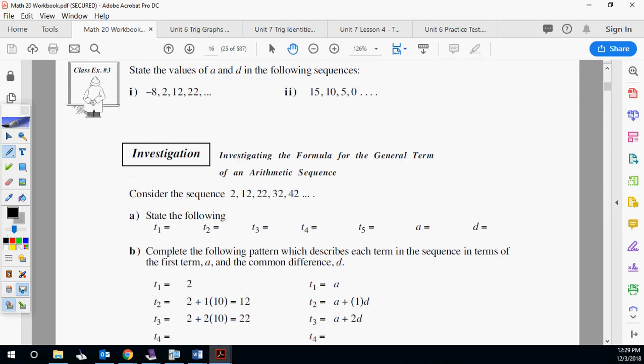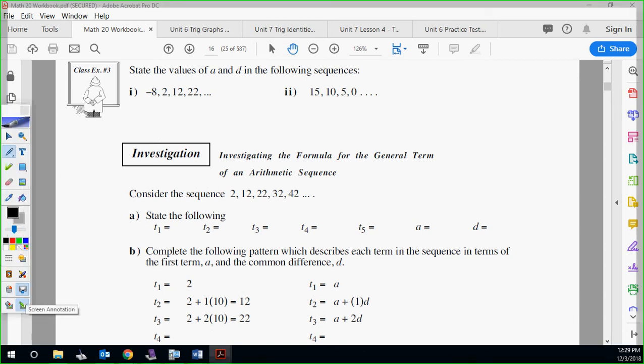State the values of A and D here. So what is A? Negative 8. It's the first term. And what is it going up by? Good, 10. 2 minus a negative 8 is 10. 12 minus 2 is 10. 22 minus 12 is also 10. So quick check there. 10 is your D. Okay. Next one. A is 15. D is negative 5.